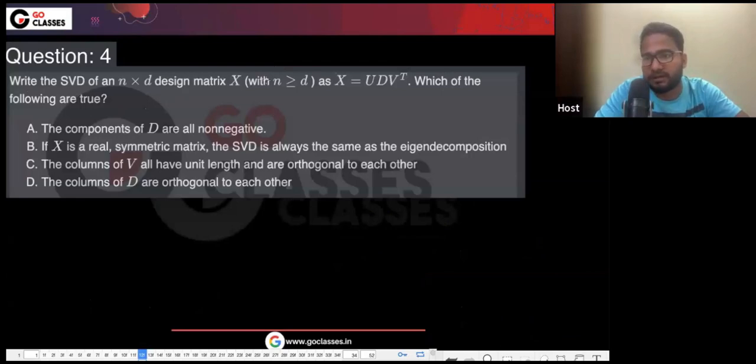Someone is asking what a design matrix is, the SVD of n cross D. I think it is something like the design matrix. Anyway, now let's see option C. The columns of V have unit length and are orthogonal to each other. Yes, so that's true. And the columns of D are orthogonal? No, obviously that's not true.